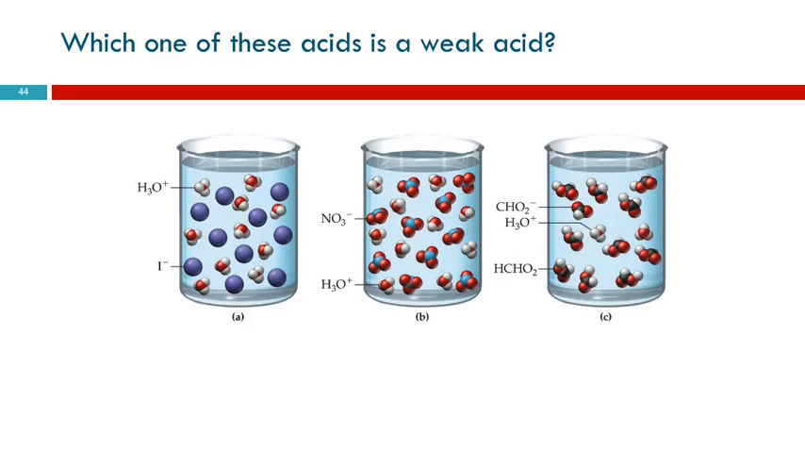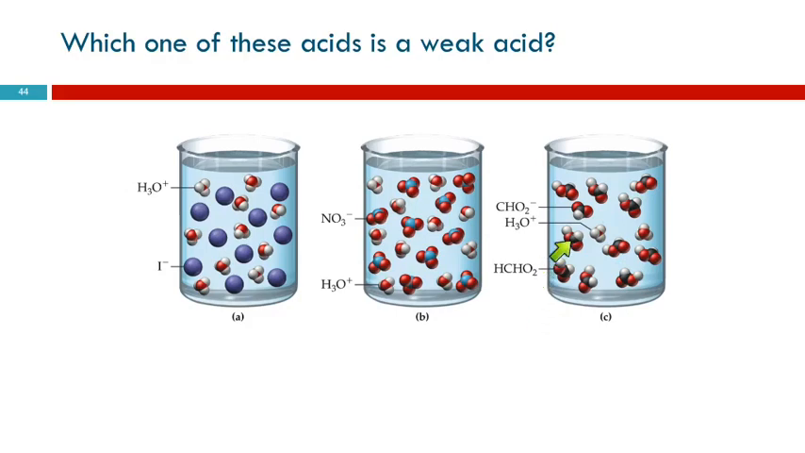So if we look at these pictures, which one of these is illustrating a weak acid? Kind of have to look at them for a while to figure out what we're looking at. C. This is the weak acid. And it helps that they labeled them here because otherwise this is just a jumble of little balls.